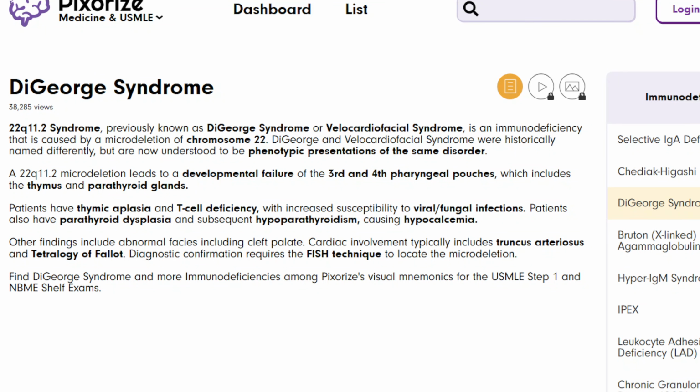Patients also have parathyroid dysplasia and subsequent hypoparathyroidism and hypocalcemia. So you're going to see calcium low. You're going to see hypoparathyroidism. You're going to see recurrent infections, viral and fungal, and diminution of the T cells. And this is a very important concern in DiGeorge syndrome. Other findings include abnormal faces, including cleft palate, cardiac involvement typically including truncus arteriosus and tetralogy of Fallot.